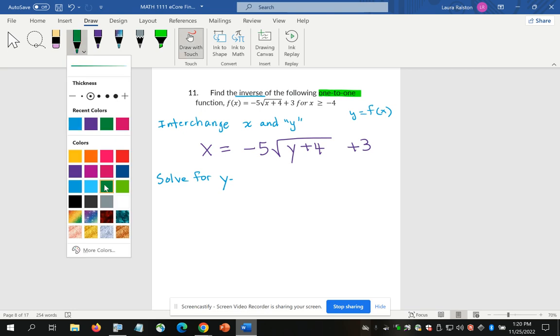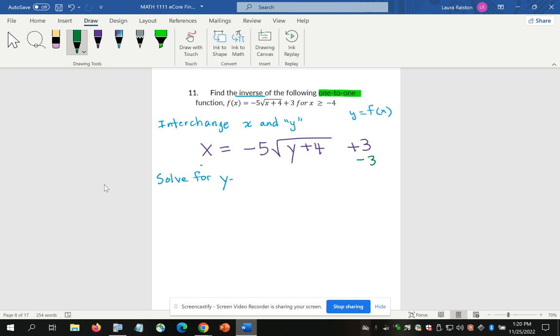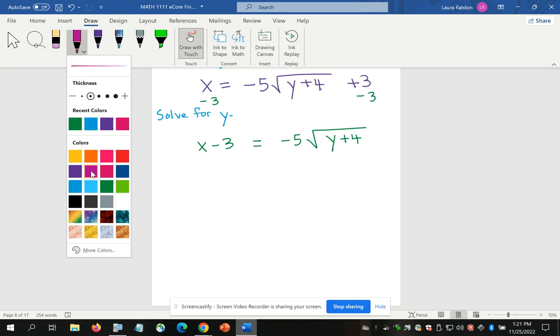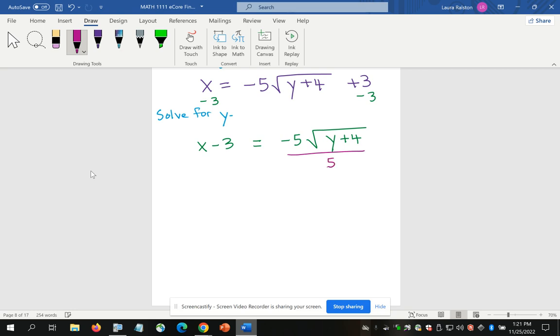Initially, the first thing I would do is subtract 3 from either side. So I would have x minus 3 equals negative 5 times the square root of y plus 4. Then I'm trying to isolate the radical, at least initially. I'm going to divide both sides by negative 5. So I have x minus 3 over negative 5 equals the square root of y plus 4.